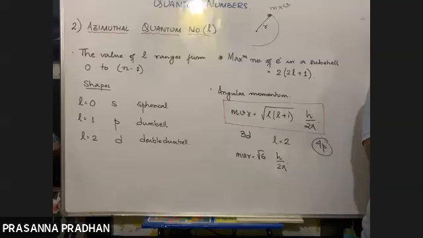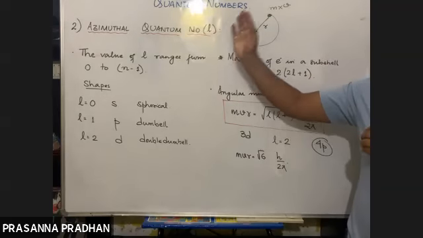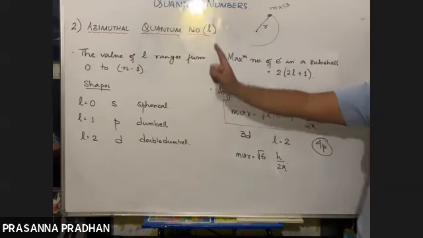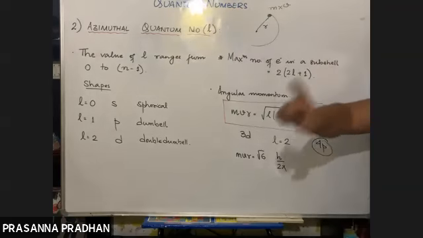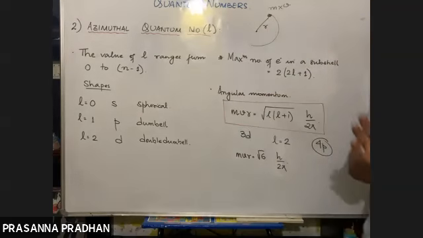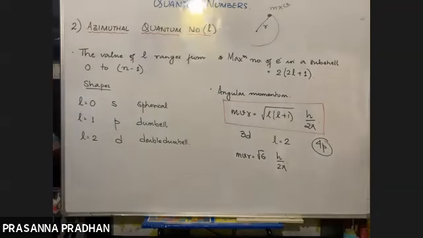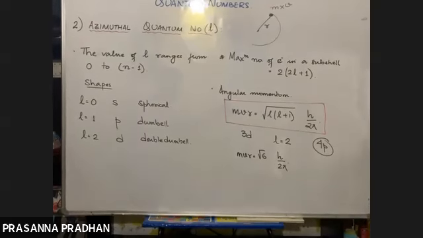Shells are designated by the principal quantum number, whereas subshells are designated by the azimuthal quantum number. How do you calculate the value of L? The value of L depends upon the principal quantum number, and it ranges from 0 to n minus 1. So L equals 0, 1, 2, 3, which are S, P, D, F, and so on. These are the set of information provided by the azimuthal quantum number. Any doubts, guys, till here?